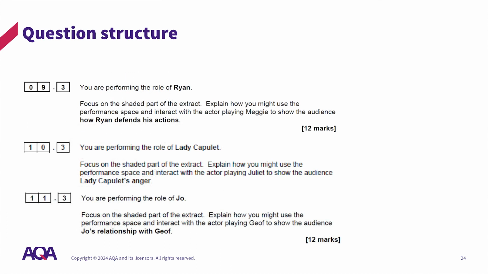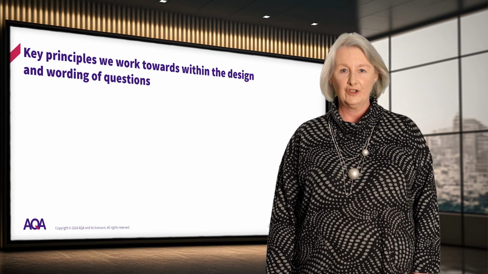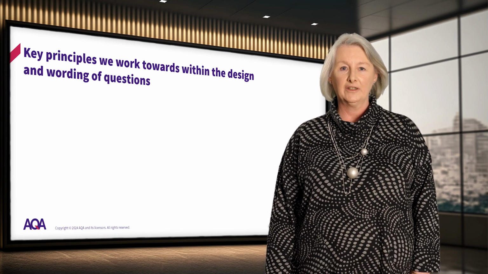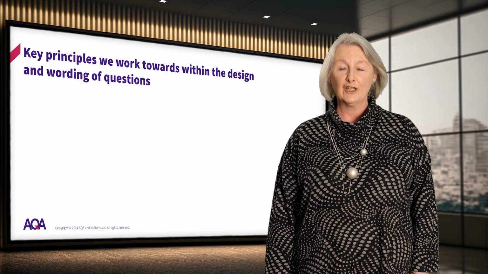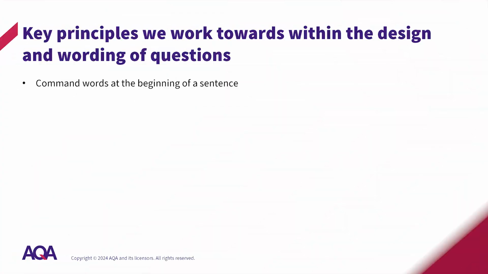Another pattern you may have noticed is that question point 3 is always one character interacting with another actor. Therefore, this is another reason why the extract must include at least 2 actors. Before we discuss specific question structure, now is a good time to look at the guiding principles of paper design and question wording, which you will notice embedded throughout upcoming examples. These include that command words should be included at the beginning of a sentence to provide clarity about what students are expected to include in their response.